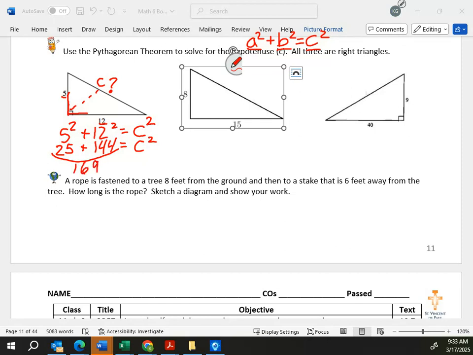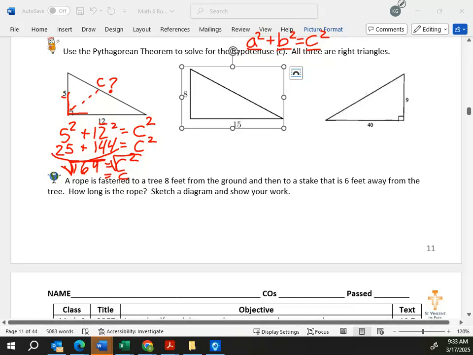169, and that equals C squared. Am I done? Is my answer 169? Why not, Lila? I have to find the square root. So I find the square root of C squared, and that's going to be C. Now I need to find the square root of 169.